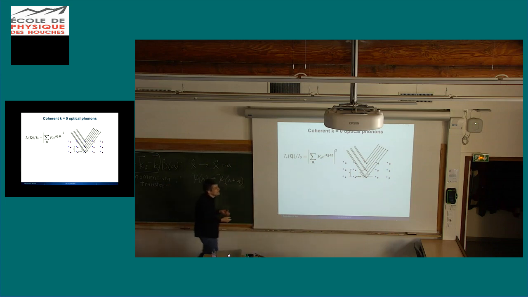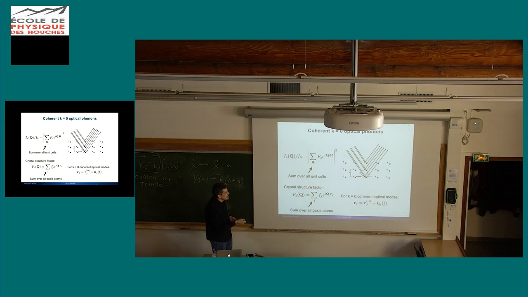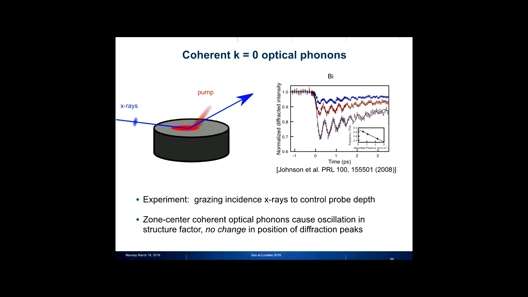What it does not do is produce anything away from the Bragg peak. So if you want to see these K = 0 optical phonons, you have to look at the intensity of these Bragg peaks as a function of time. You sum that over unit cells, you have a crystal structure factor, and for these K = 0 coherent optical modes, your R_j is the equilibrium position plus the deviation, which is the same independent of every unit cell. So you can think of it as a time-dependent crystal structure factor, and your mission is to figure out the magnitude of that, or the nature of that crystal structure factor.